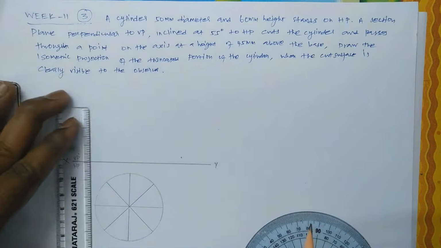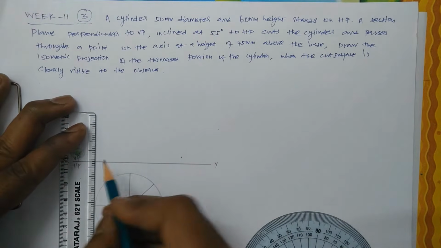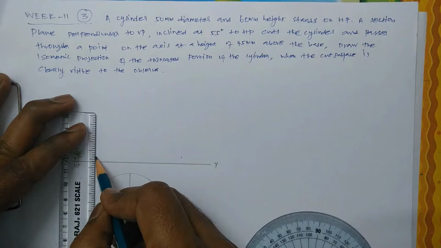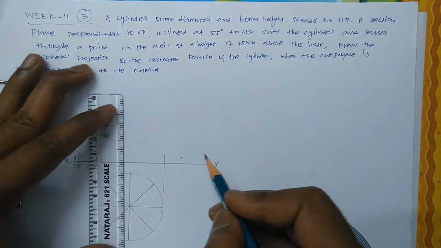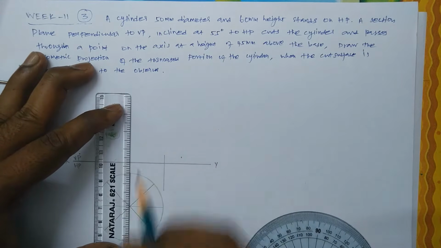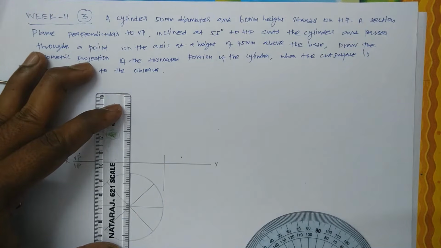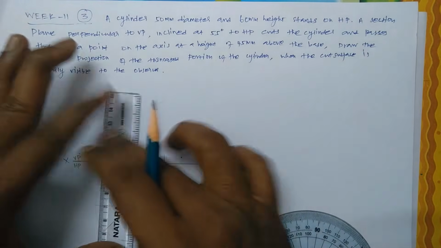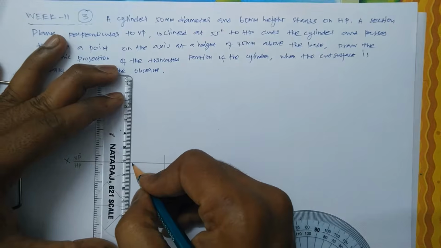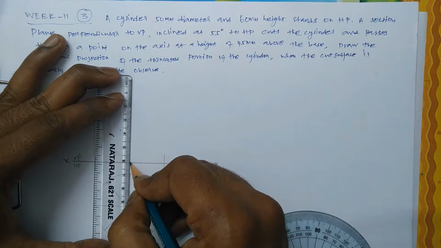Now erect a vertical line to touch the reference line XY, and make the axis to be at the center. Let us make it long dashed dotted, and the height of the cylinder is 60 mm.